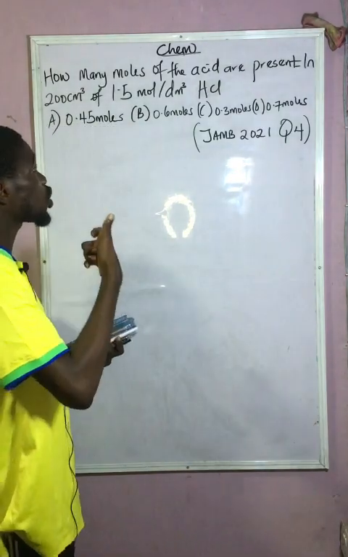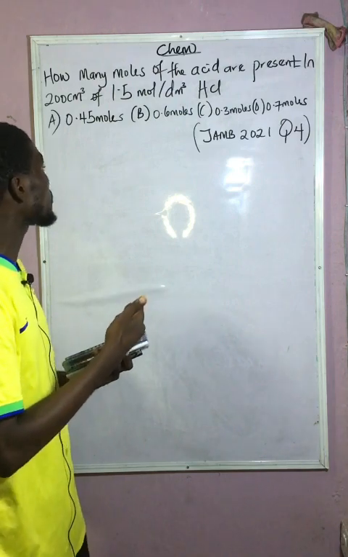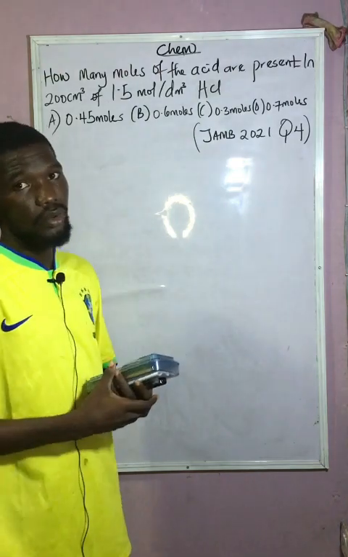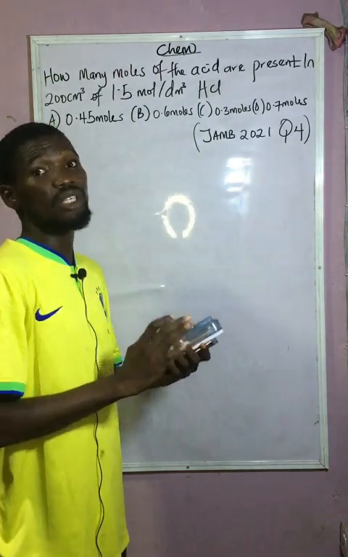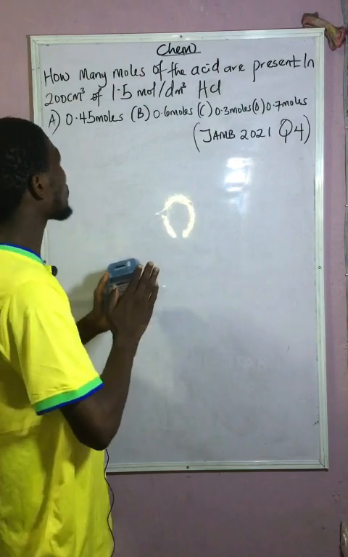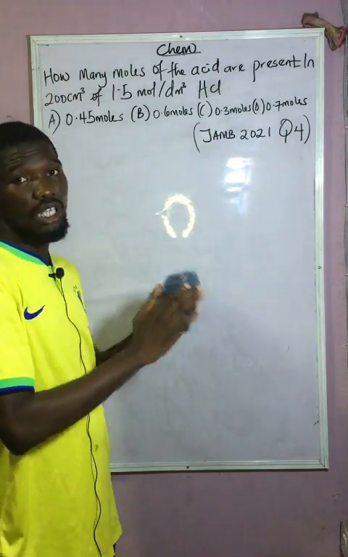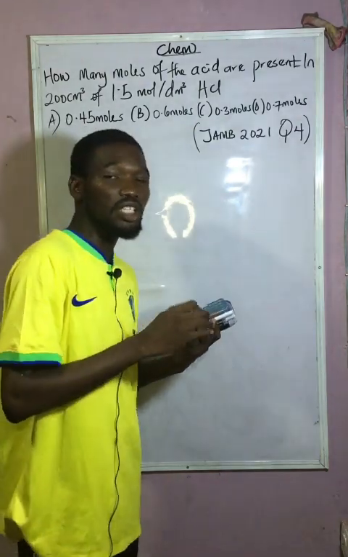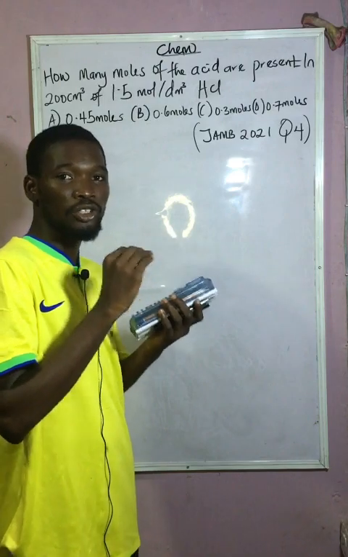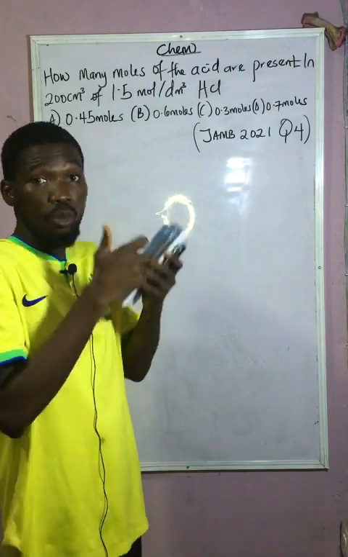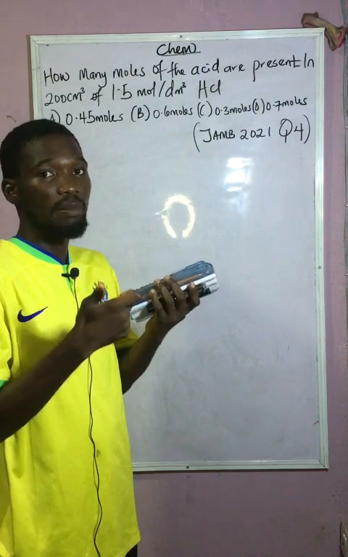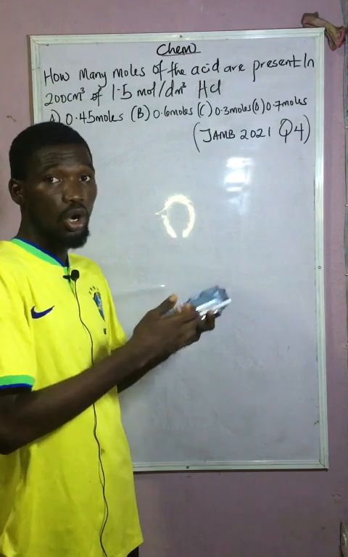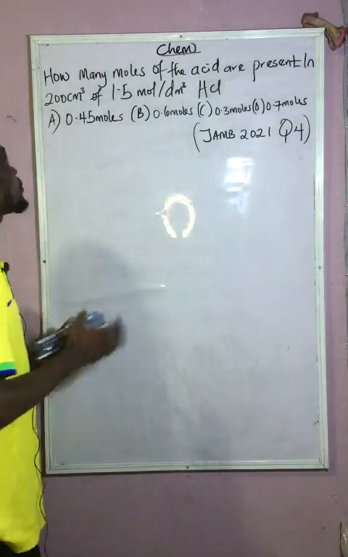How many moles of the acid are present in 200 cm cube of 1.5 mole HCl? As we all know, HCl is an acid. Are you with me now? This kind of question belongs to chemical combination. When we talk about chemical combination, you must have a deep understanding of electronic configuration. What is chemical combination all about? It is the attraction between atoms or molecules.